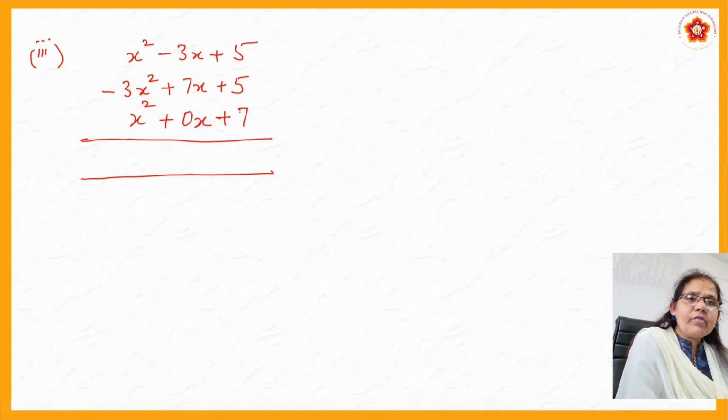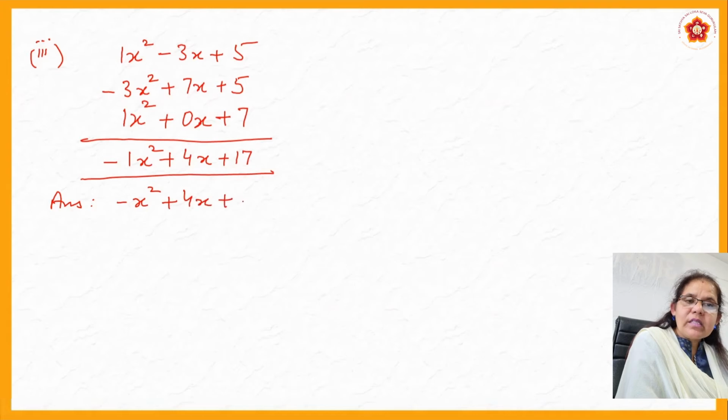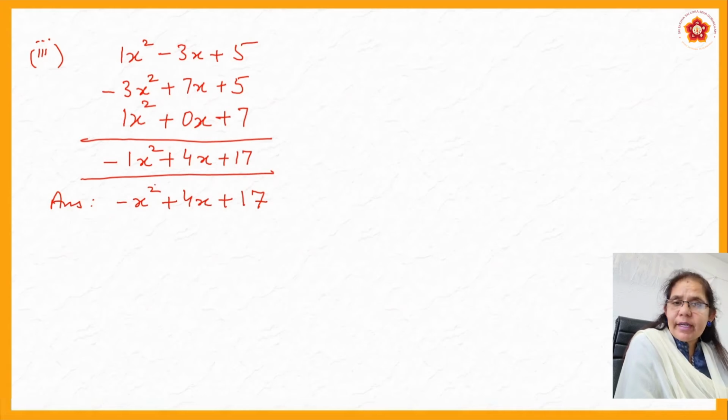Add it, simple addition. 5 plus 5 is 10. 10 plus 7 is 17. 7 minus 3 is plus 4x. Nothing is here, it means 1. Here also it is 1. 1 plus 1 is 2. And 2 minus 3 is minus 1x square. So answer is minus x square plus 4x plus 17. When it is minus 1x square, we should ideally write it minus x square. Coefficient is not written in that case.